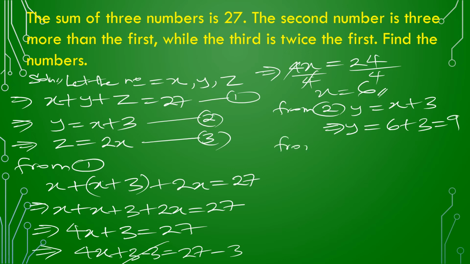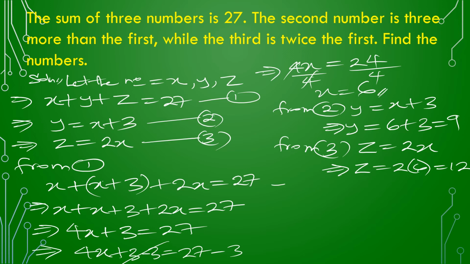Then from 3, we have that z is equal to what? 2x. This implies that z is equal to 2, what is x? 6. 2 times 6, which is what? 12. Now the numbers are, what is x? 6. What is y? 9. And what is z? 12. Okay, so this is the answer.